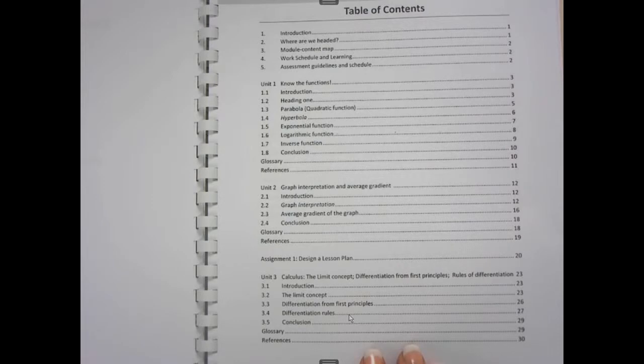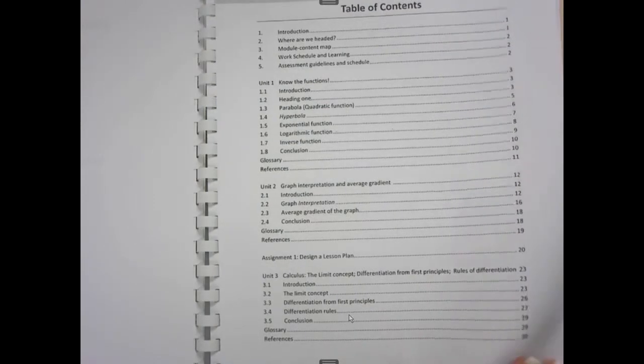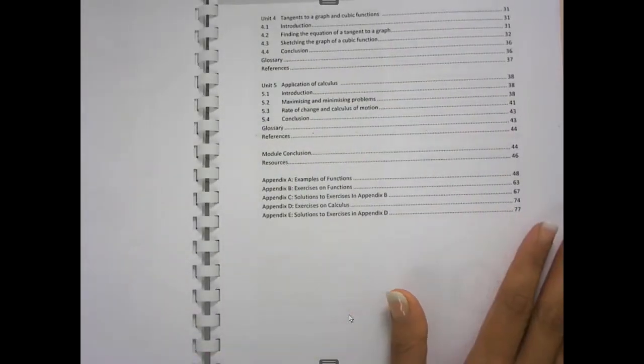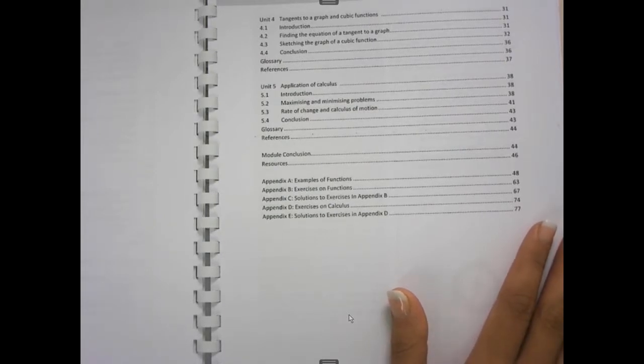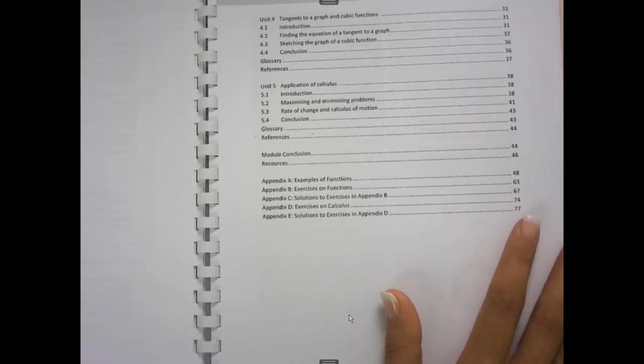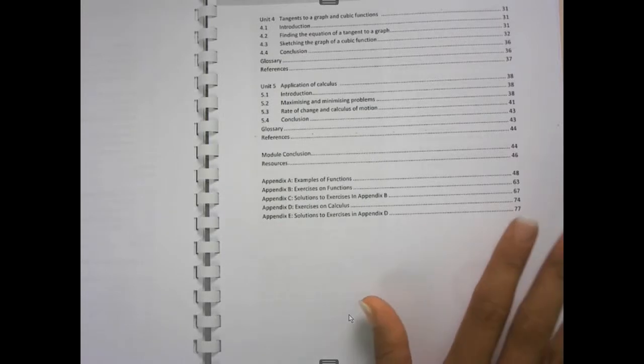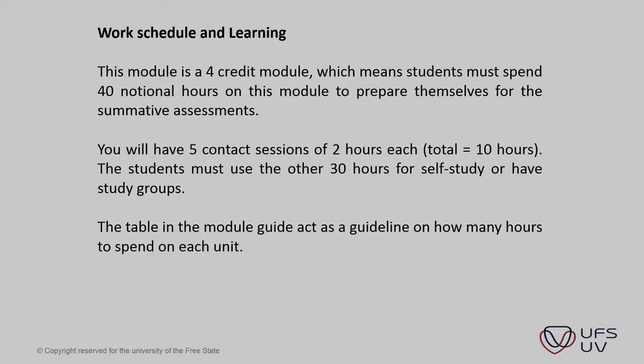Here we discuss the limit concept, differentiation from first principles, as well as the different rules. Unit 4, the tangents to a graph and the cubic function. Here we look at finding the equation of a tangent to a graph and sketching the graph of a cubic function, which is also sometimes problematic to some students. Unit 5 is on the application of calculus, maximizing and minimizing problems, the rate of change, and calculus of motion. You must guide your students so that they are able to go back to their classrooms and give these topics to their learners.